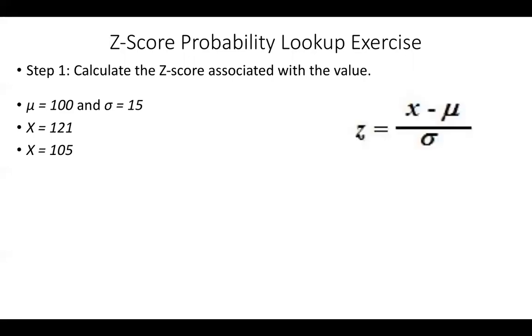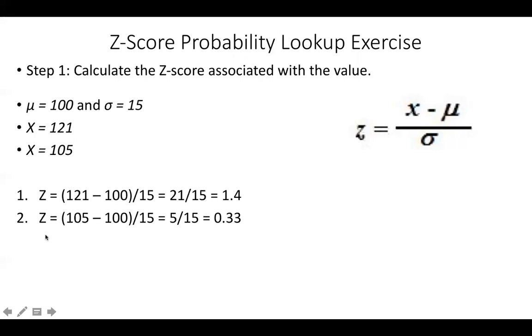Here's our general lay of the land. We have our mu of 100 and our standard deviation sigma of 15. The 2 x's we need to calculate for are 121 and 105. Over to the right is my formula for a Z-score: x minus mu over standard deviation. I do this for the first score of 121. In my numerator, I have 121 minus 100, that's 21, divided by 15, and I get 1.4.